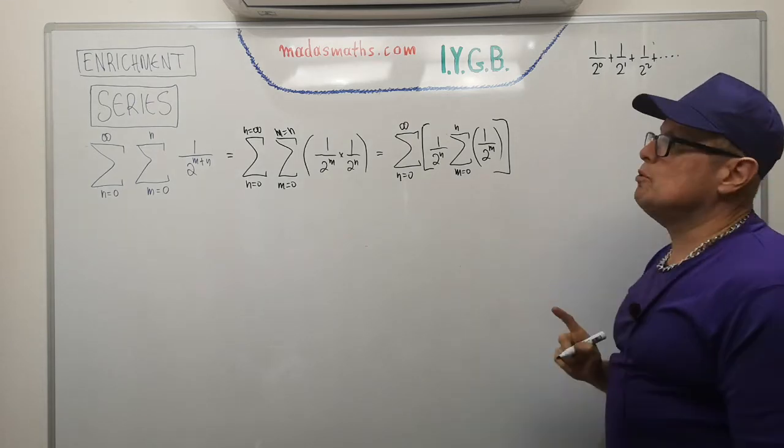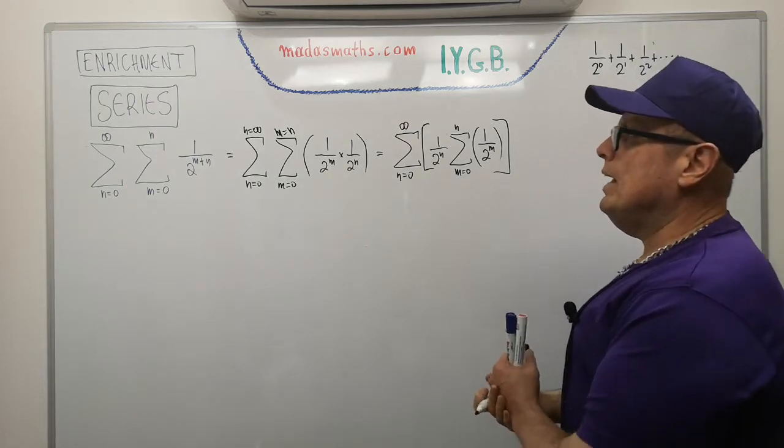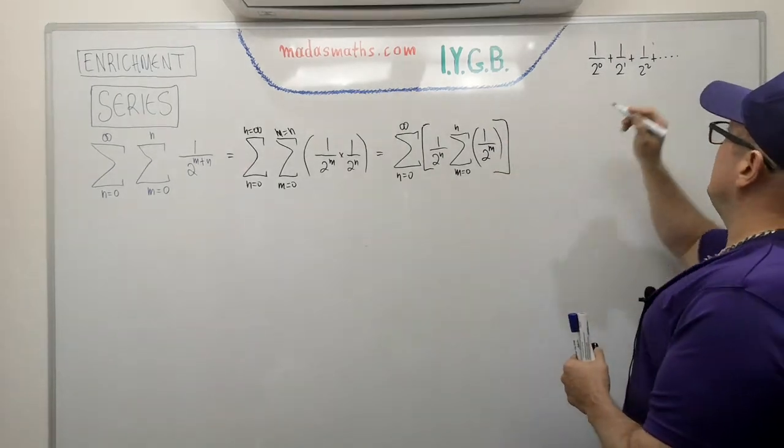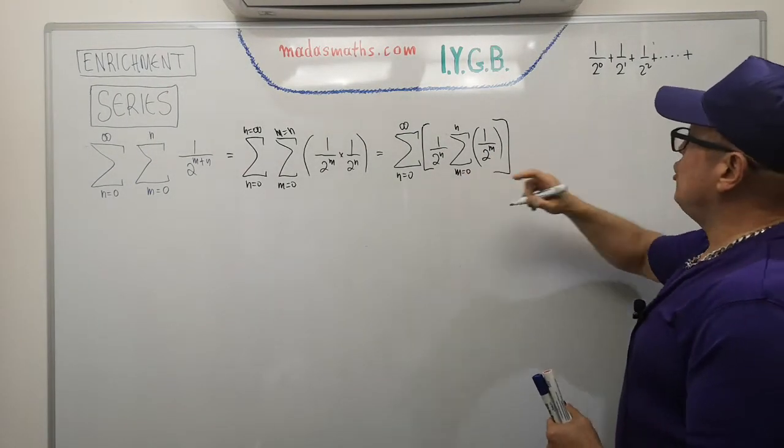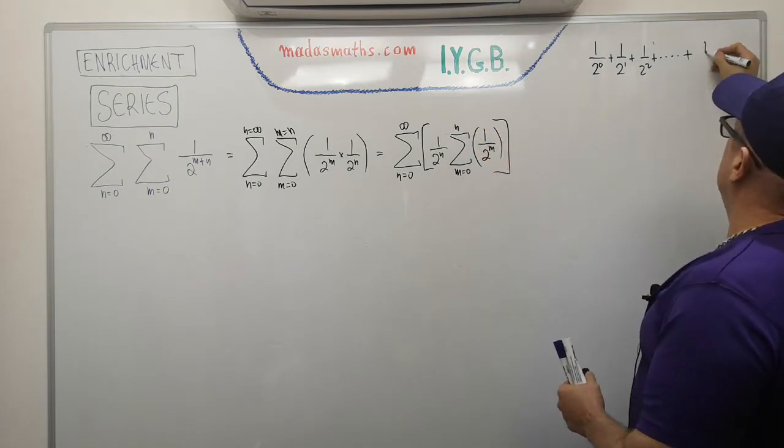But this is not the sum to infinity. It's not like the ones we've done the other day where this was run to infinity. It is actually finite and it stops. When does it stop? It is when m becomes n. So the last term is 1 over 2 to the n.